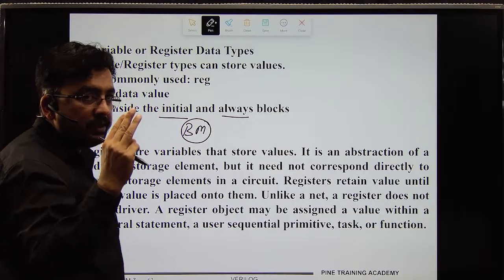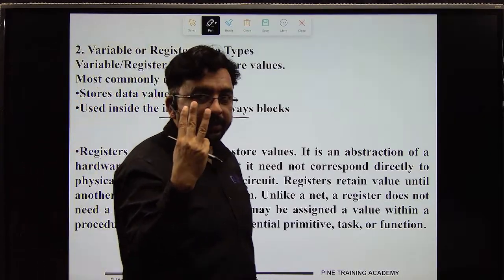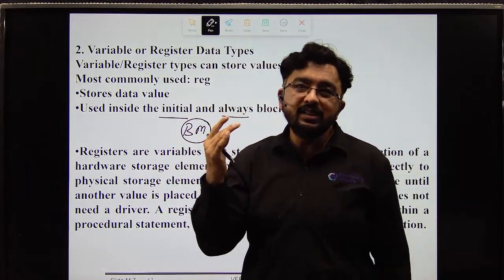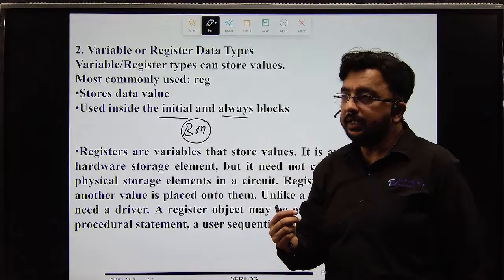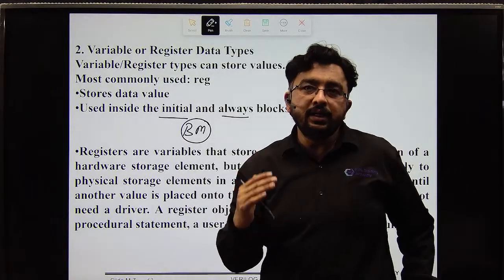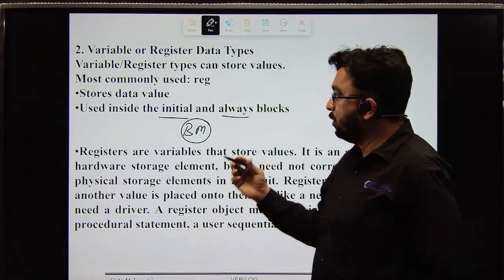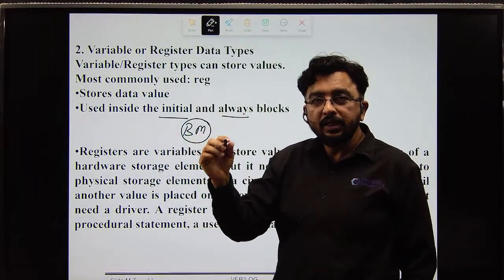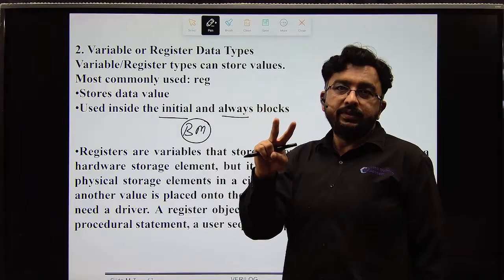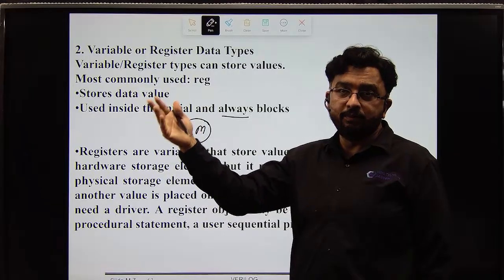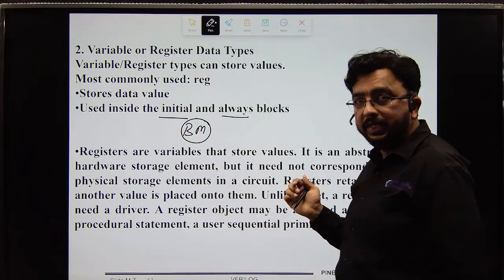As I mentioned, there are three modeling styles: one is gate level modeling, one is data flow modeling, and one is behavior modeling. 99% of people use behavior modeling to design circuits. Inside behavior modeling, there are two blocks called initial and always. We will discuss this in behavior modeling; just for information, I am mentioning it here.